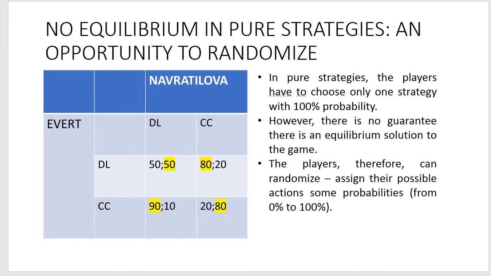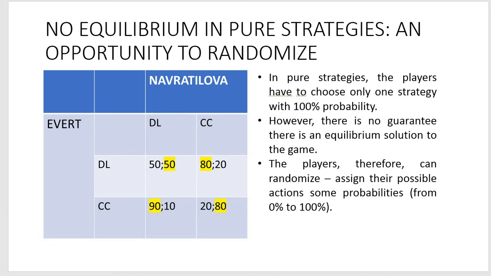For instance, you can take a look at this game. In this case, the players can actually randomize, so assign some probabilities to their possible actions. So for instance, instead of choosing just DL or CC, Evert might say that for her, optimal strategy is to choose DL with 60% probability and CC with 40% probability, and then just choose randomly. I don't know, like putting 6 black balls and 4 white balls into the bag and picking just one, to see what strategy she shall actually undertake.